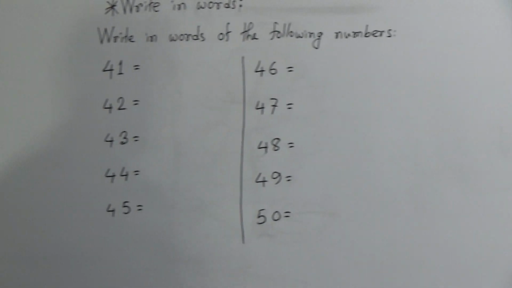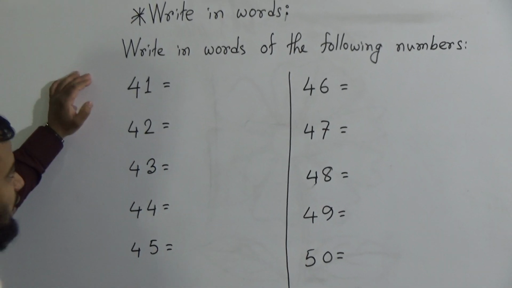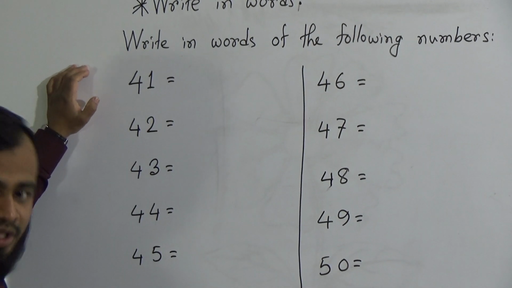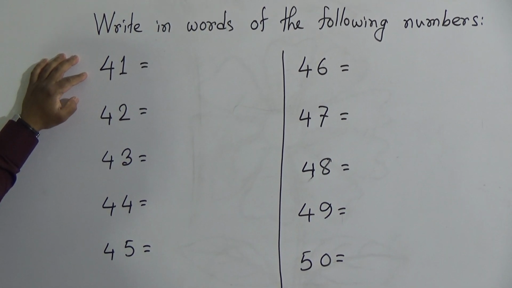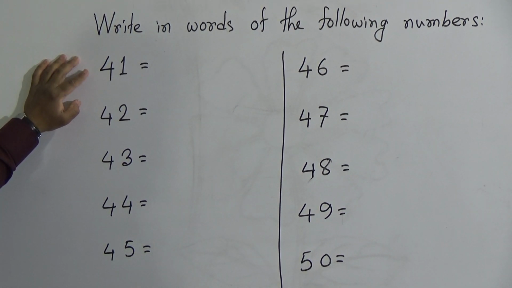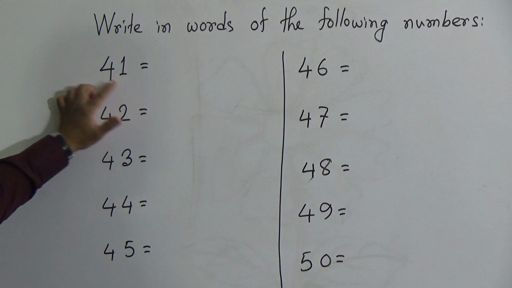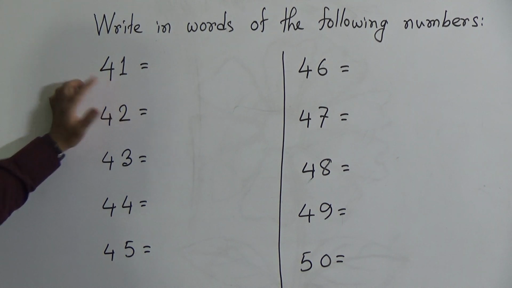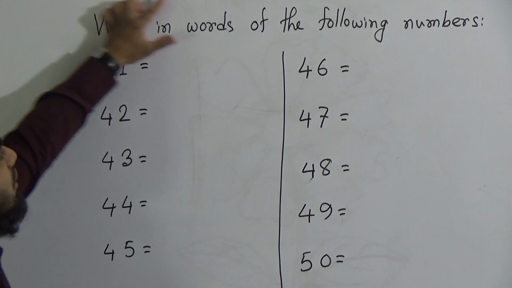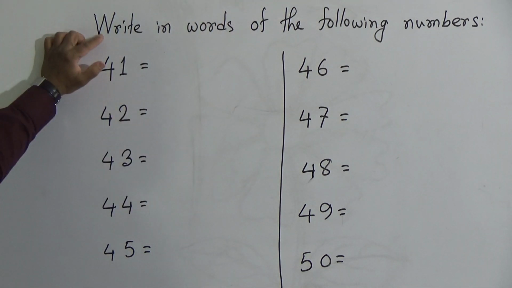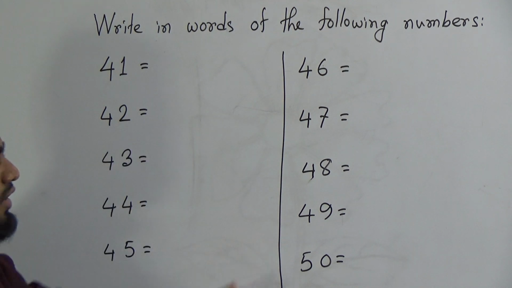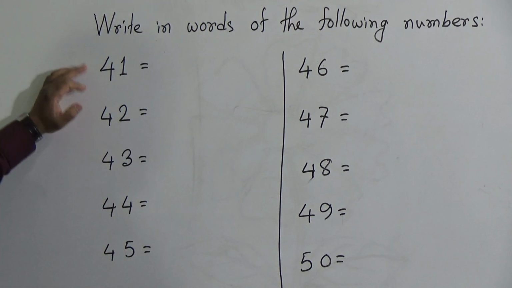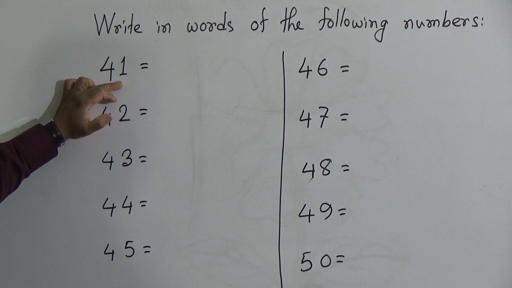In the previous classes, from part 1 to part 5, we have learned how to write down in words from 1 to 40. Today we will learn, inshallah, from 41 to 50, the last 10 numbers in this term. The first number is 4 and 1, 41. We need to write this in words. My dear students, the topic is write in words, and your question is to write in words the following numbers. The first number is what? The 4 and 1, it makes 41.